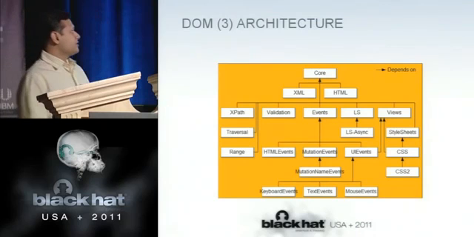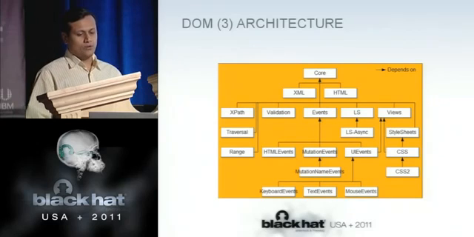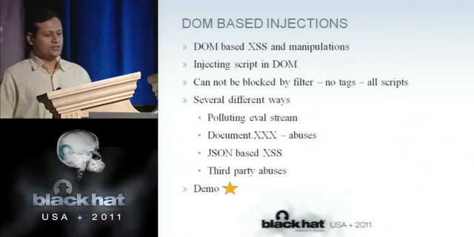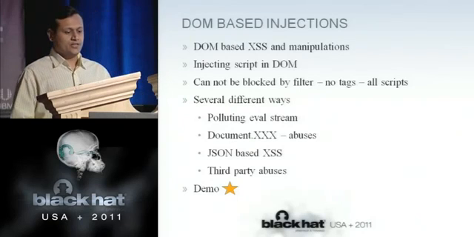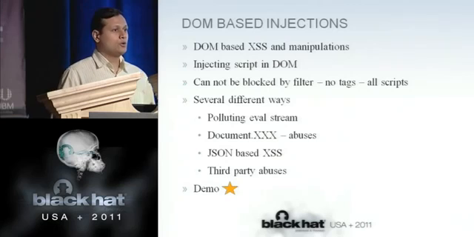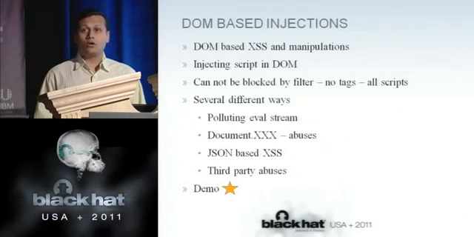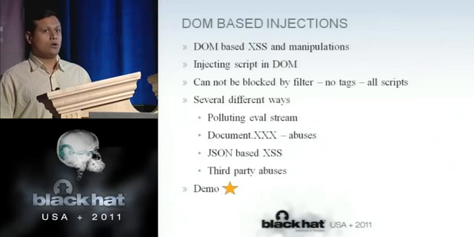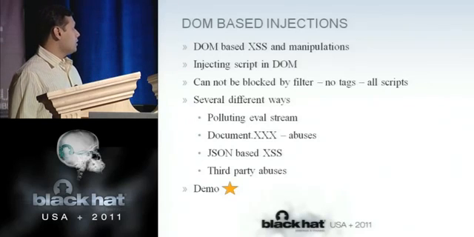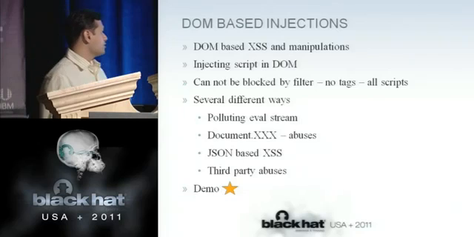DOM is essentially, as I said, now DOM 3, which allows you to do XPath and a lot of different stuff which is already added to our document object model. And one of the injections is DOM-based XSS, injecting script in the DOM, in several different ways: polluting eval streams, document.write calls, document.innerHTML calls, and so on. All these different calls will allow you to do a DOM-based XSS. JSON-based XSS is possible.